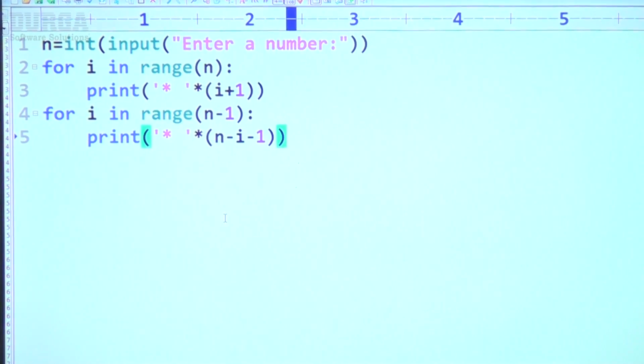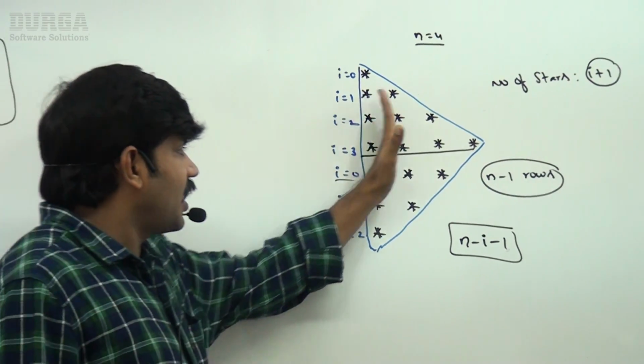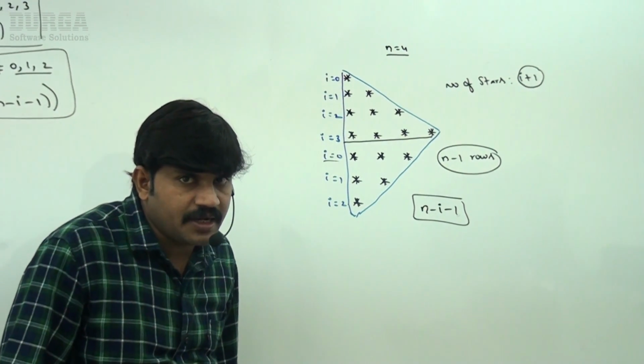So this is the code related to the right half of the diamond pattern with the star symbols, right? Everyone can understand, right? Any doubt?